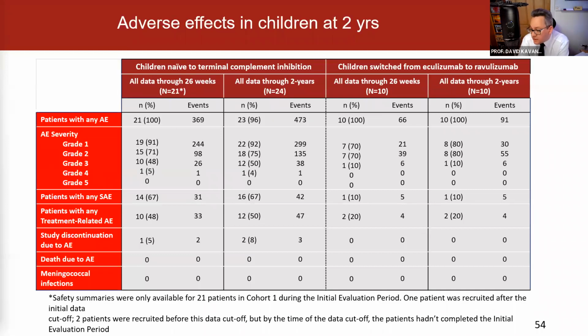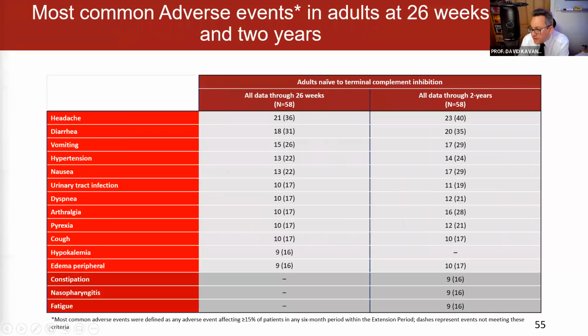And this is in children, again, no deaths, no meningococcal sepsis. What were the side effects? Well, of the initial ones, headache, diarrhea, vomiting is there. Hypertension, whether that's a side effect or a cause of the renal impairment is not clear. But through 2 years, constipation, nasopharyngitis, and fatigue were the ones that emerged new after the initial trial data.